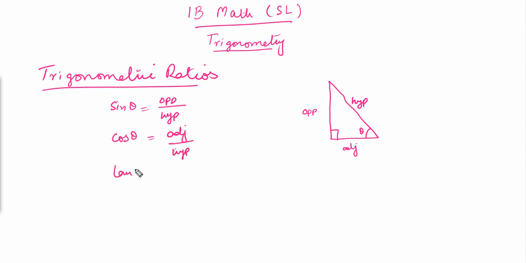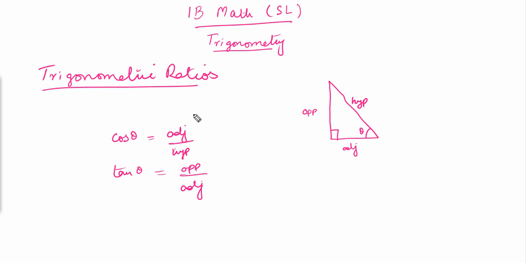Then we'll have tan theta. So tan theta is equal to opposite over adjacent. These are the three trigonometric ratios that you're going to use in right angle triangles. Remember that these ratios are only applicable to right angle triangles. If the triangle does not have a right angle, then you cannot use these ratios. Mainly we use them to work out the lengths of sides or the angles in the triangle.